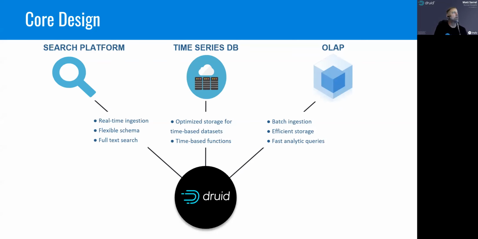Real-time ingestion, a flexible schema, optimizing storage, being time-based, batching ingestion, and running. So Druid, it's kind of hard to describe, which is interesting because in some ways the name Druid, originating from the Druid class as a character that's able to change his or her strengths and characteristics, is kind of what Druid the system actually does.